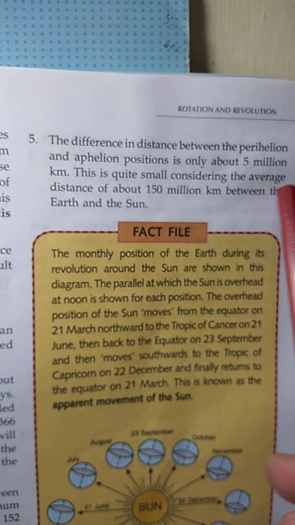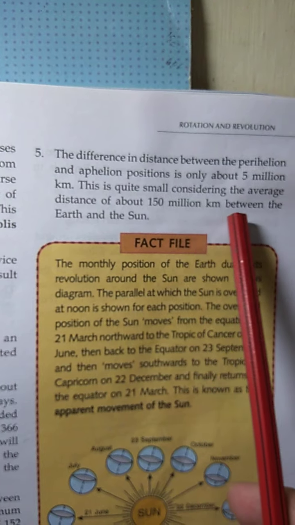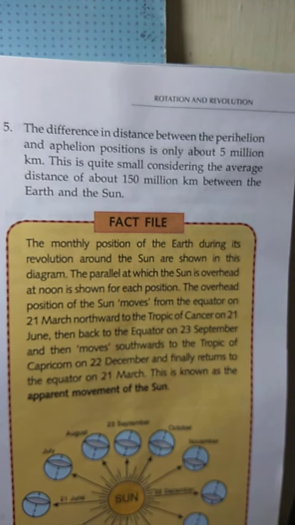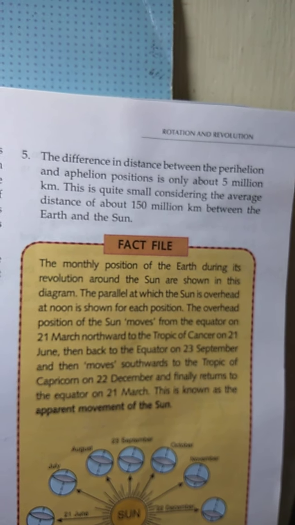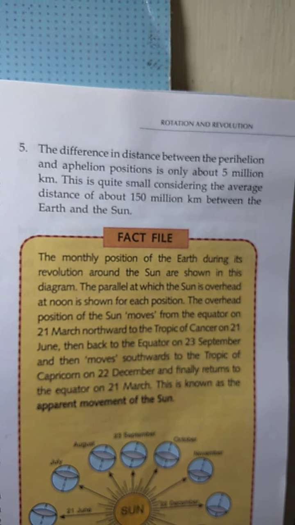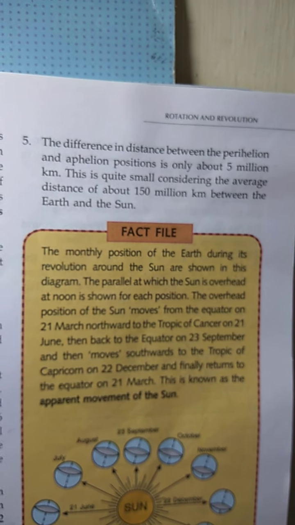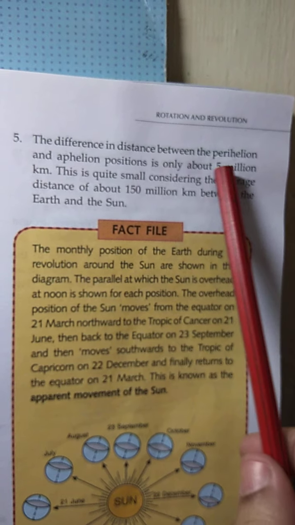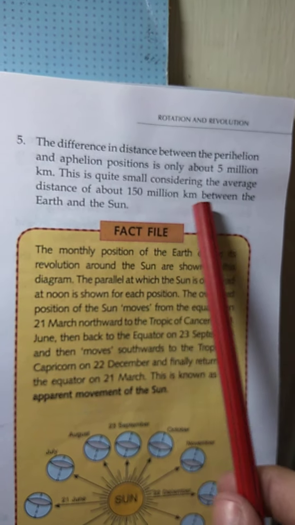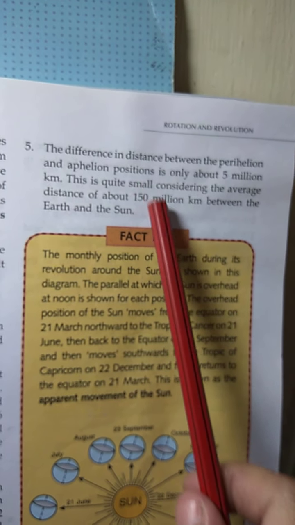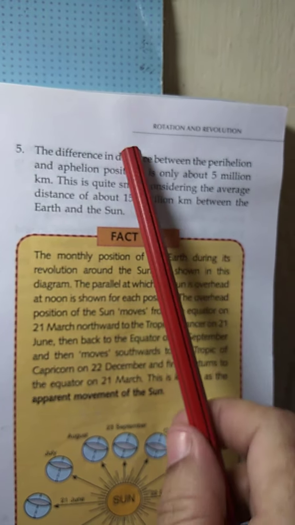This is quite small considering the average distance of about 150 million kilometers between the earth and the sun. So this phenomenon of the earth being at a greater distance from the sun and being at the nearest distance from the sun does not have any impact on the heat that is transmitted by the sun to the earth. It is a very minor difference of only 5 million kilometers, compared to 150 million kilometers, which is the distance between the sun and the earth, so it is almost negligible.